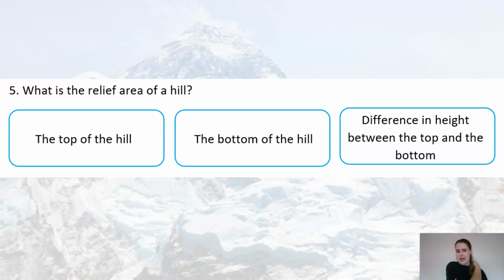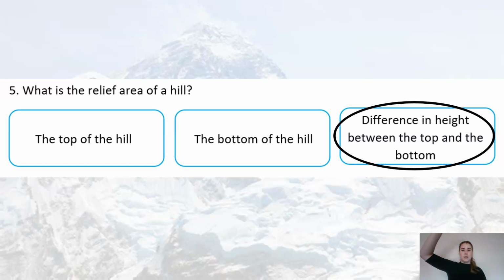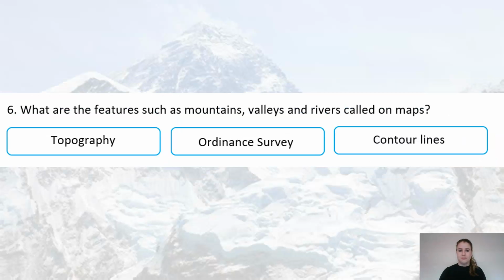Now, what is the relief area of a hill? You might not remember this one, but see if you can have a go. We had a picture of a hill on one of our PowerPoints, and next to it, we had what the relief was and the type of studies of map pictures. Is it the top of the hill? The bottom of the hill? Or the difference in height between the top and the bottom? Pause the video and circle or tick the correct answer. It is indeed the difference in height. The relief area is that area between the top and the bottom, so it's not the top of the hill or the bottom, but that area of height in between.